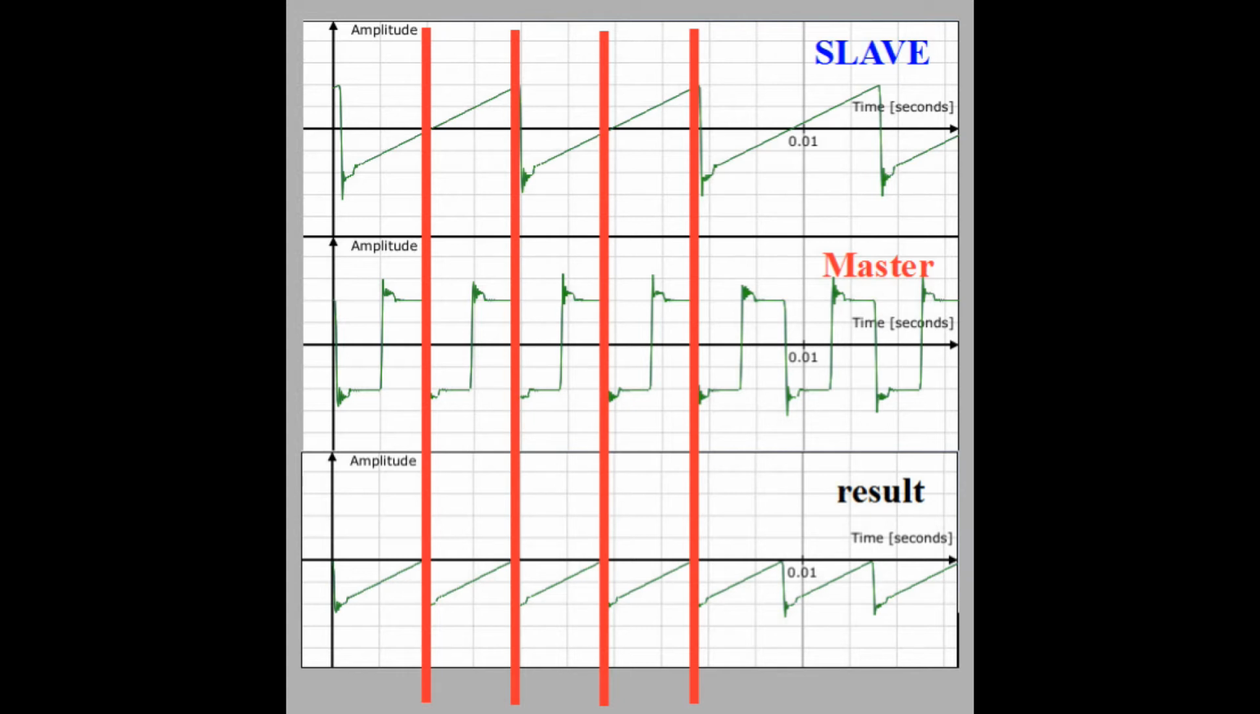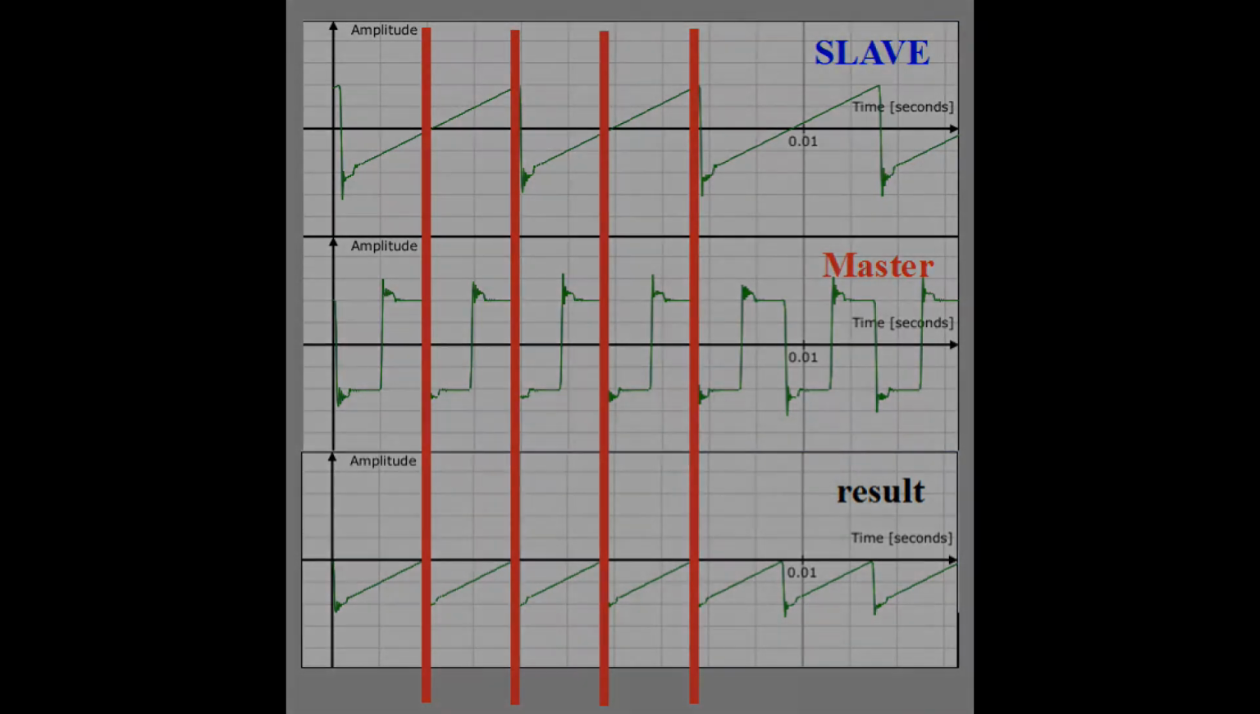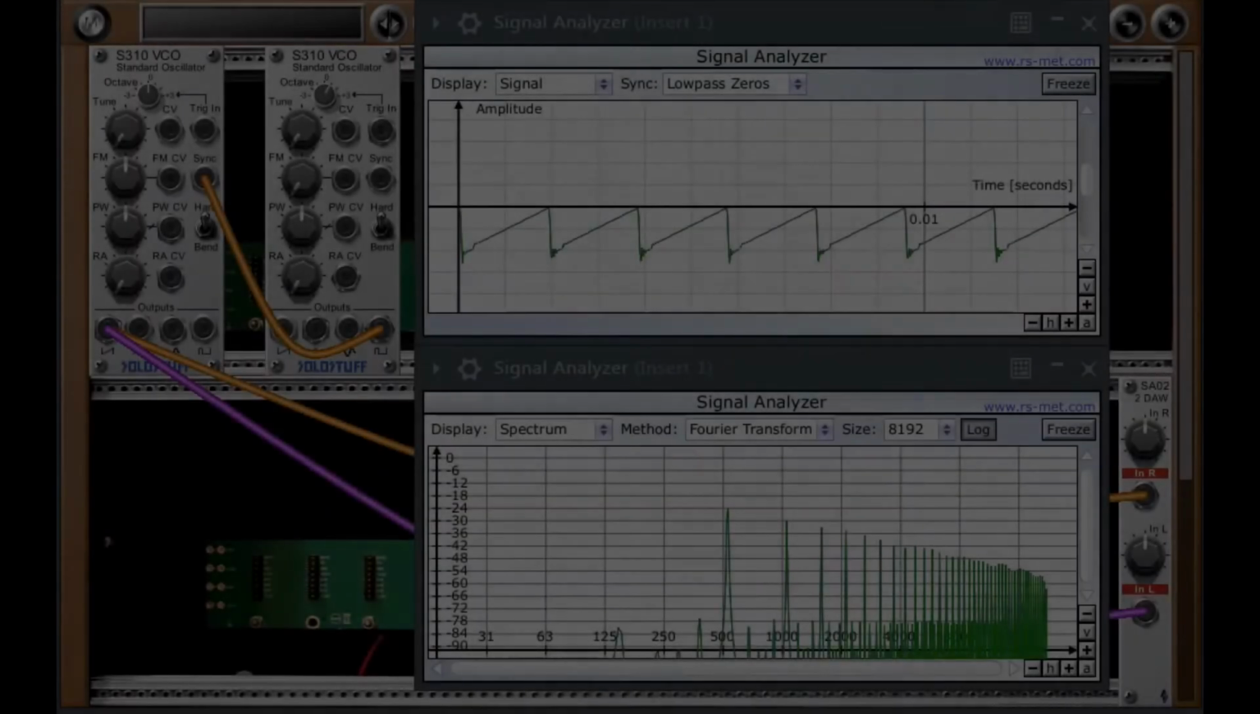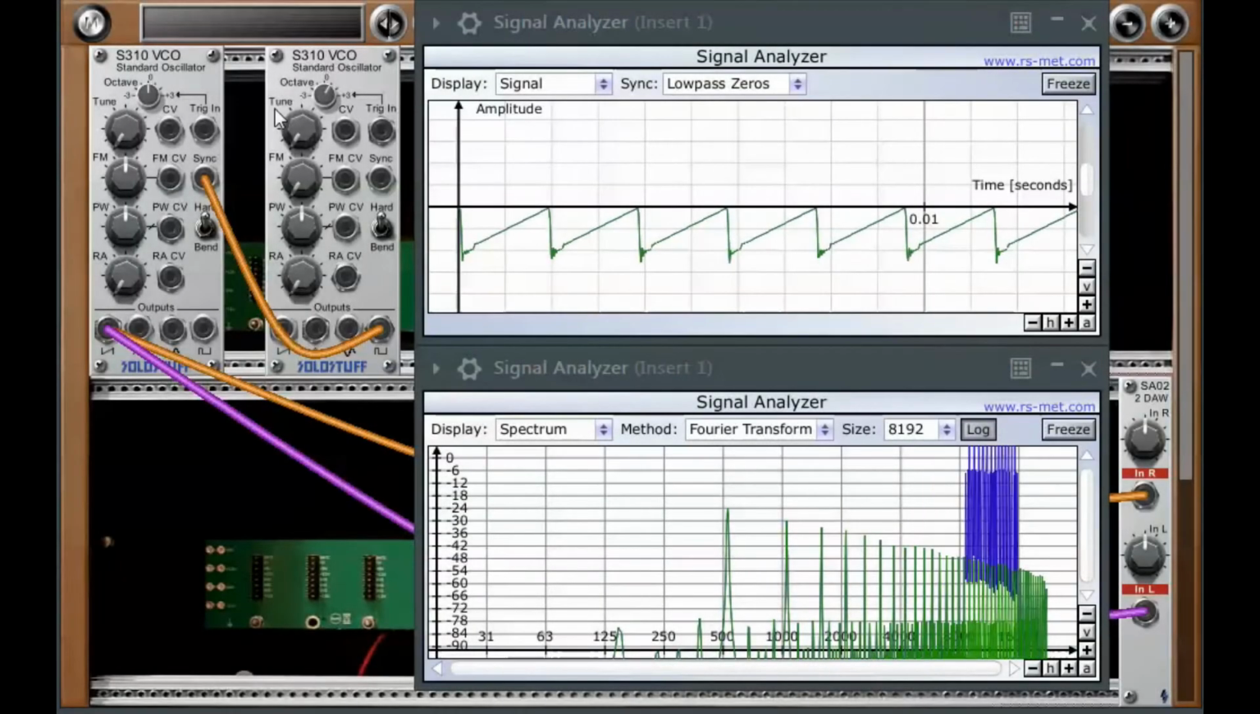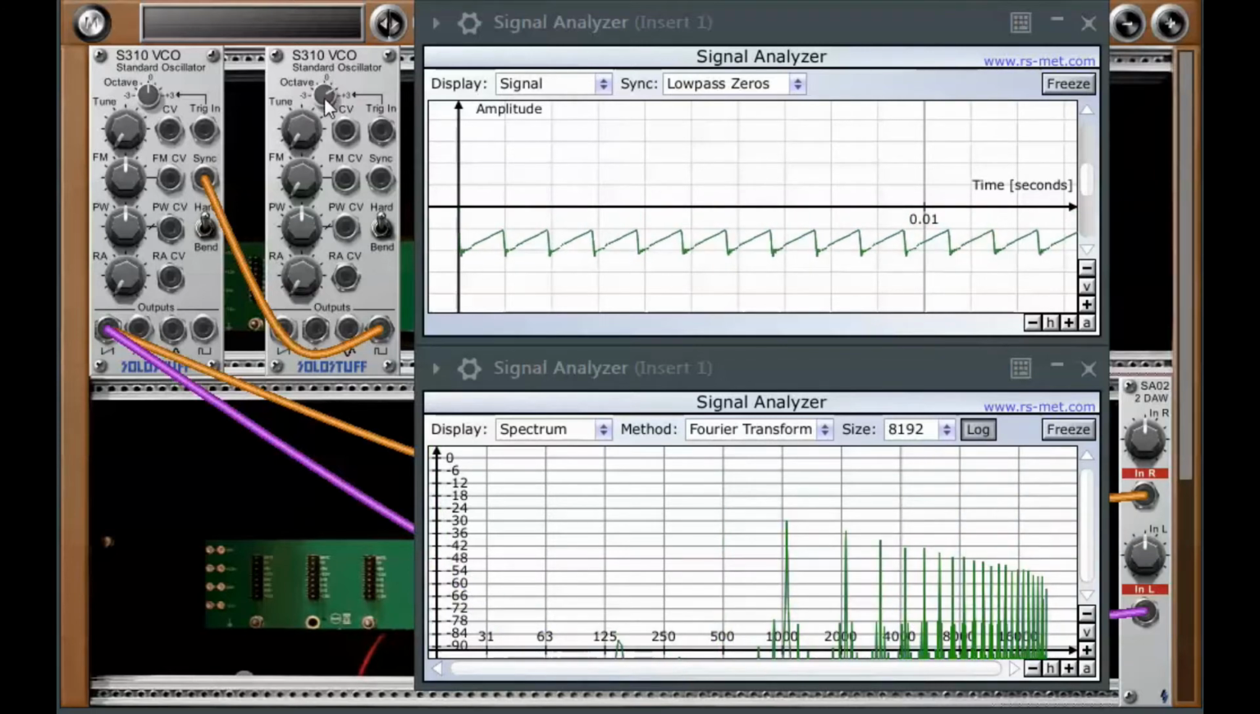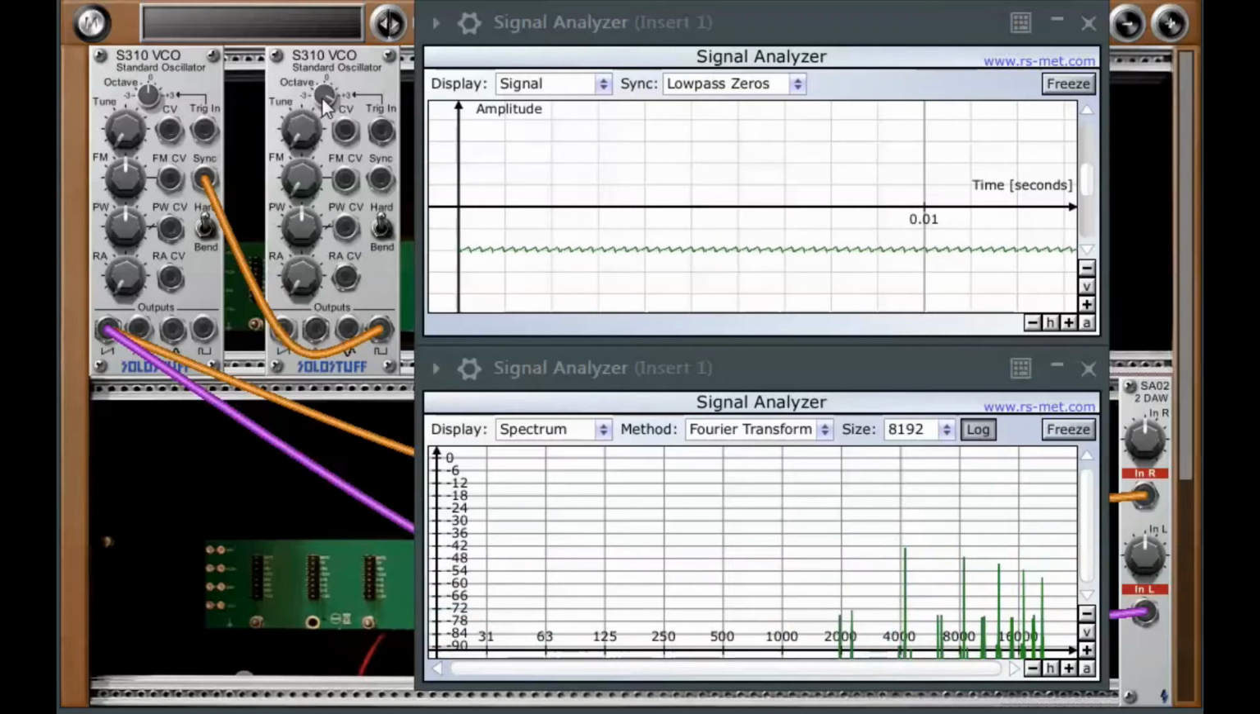It seems. The graph shows an example with the master's frequency twice the slave's frequency. We see also how the master forces the slave to begin a new cycle even before the slave has completed its cycle, which results in a lower peak-to-peak amplitude.